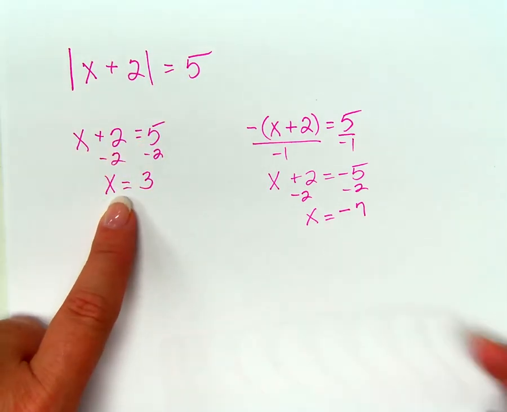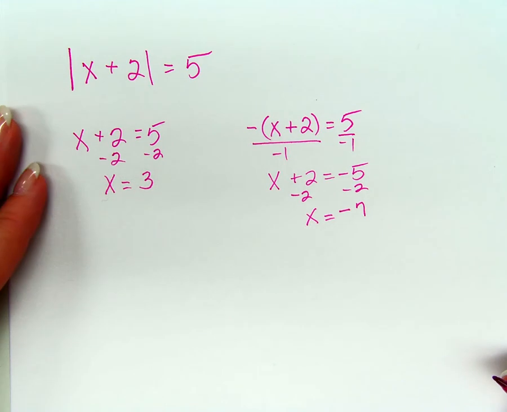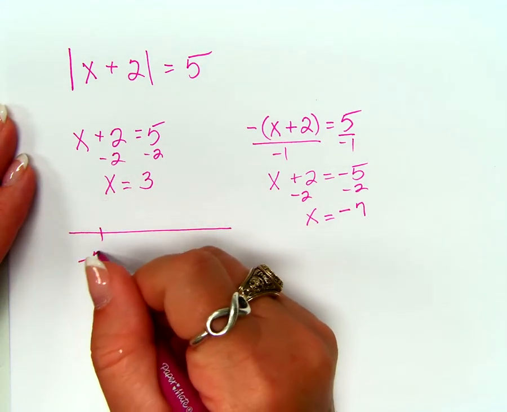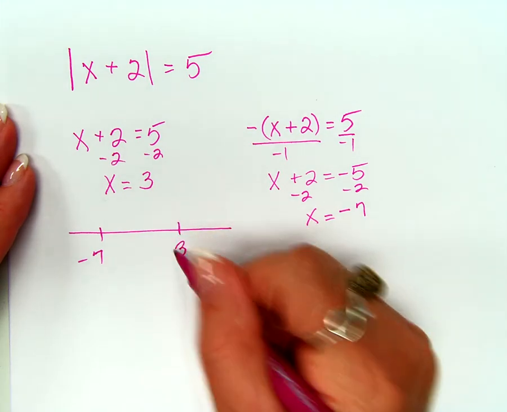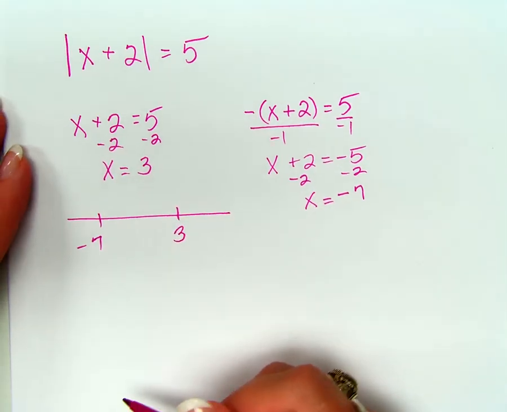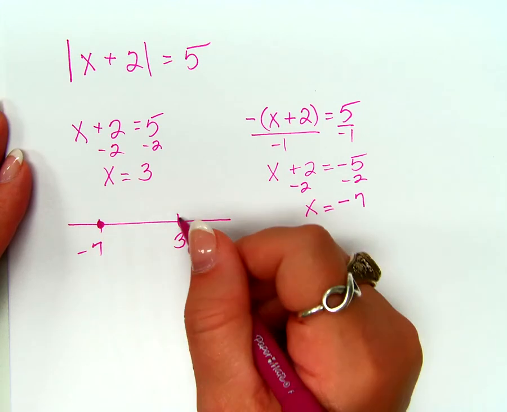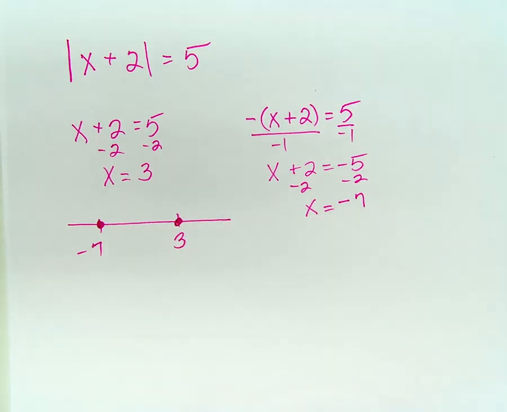Then what did we do to give us our visual representation of our solution? Number line. We said negative 7 and positive 3. And what did I do with those? I put a dot on negative 7 and a dot on 3 because those are our two solutions for this equation. You okay with that?